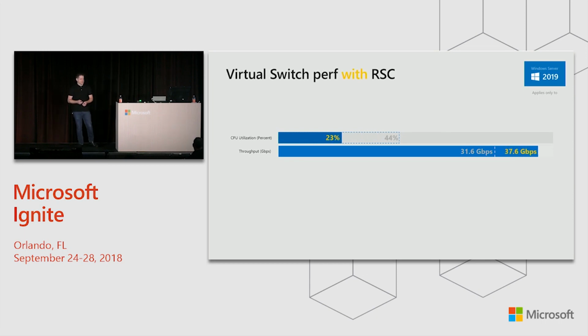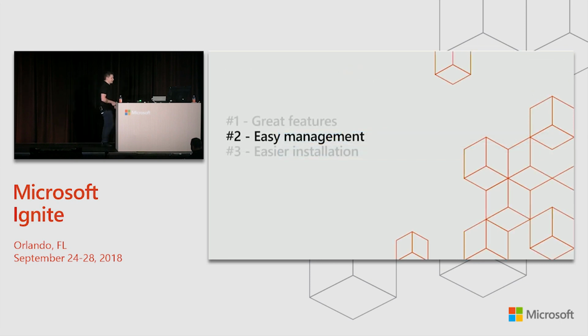And when we turned on RSC for the first time, we actually almost cut the CPU utilization in half while increasing the throughput at the same time. So this basically gives you more of that CPU back to your workload, so you can run more VMs, use more of your capacity for what you actually need it for, which is the workloads.